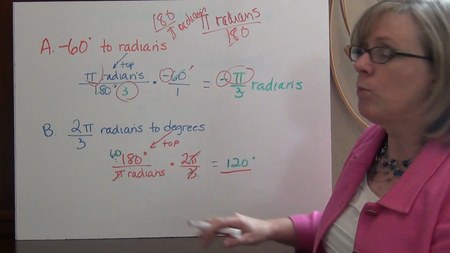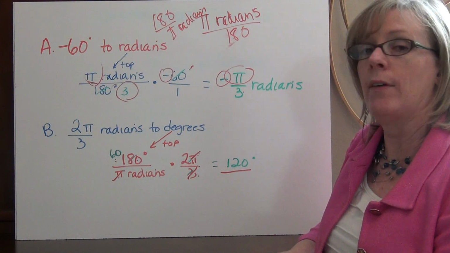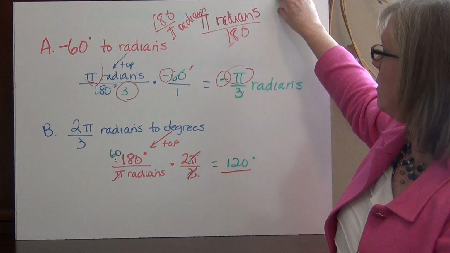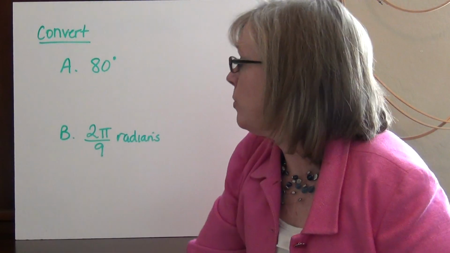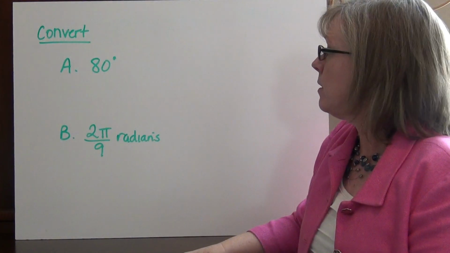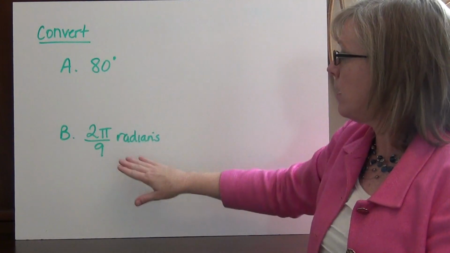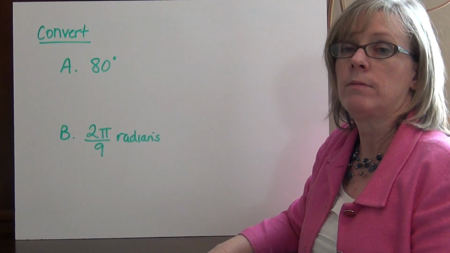So think about that. Write down that example if you need it. If it doesn't make sense to you, write it down so you have a step-by-step example in your notes. What I want you to do now is pause this for just a second and convert this 80 degrees into radians and convert this 2 pi over 9 radians into degrees.